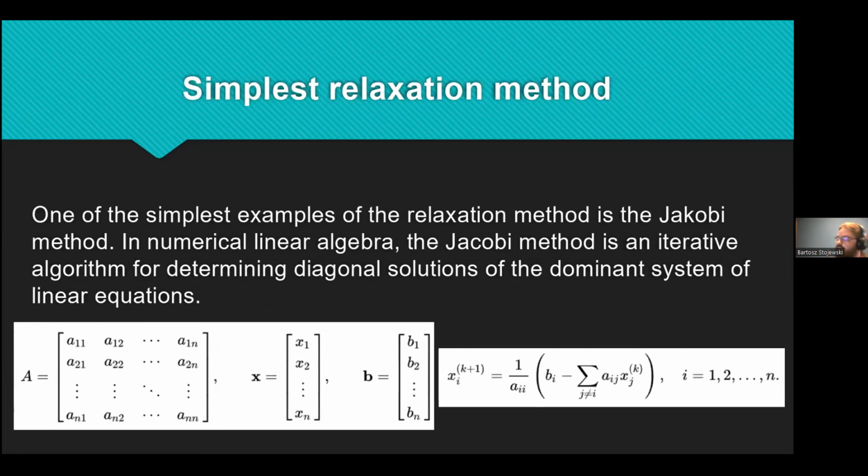One of the simplest of the relaxation methods is the Jacobi method. In numerical linear algebra, the Jacobi method is an iterative algorithm for determining the solutions of a diagonally dominant system of linear equations. However, I will not go into too much detail here. I just want to specify that the Jacobi method is one of the simplest relaxation methods.